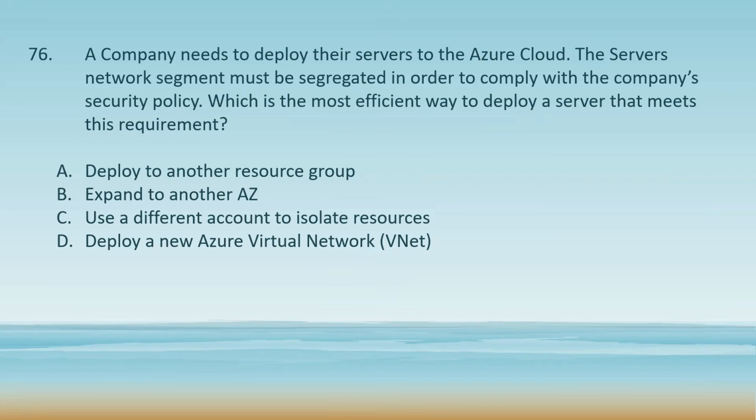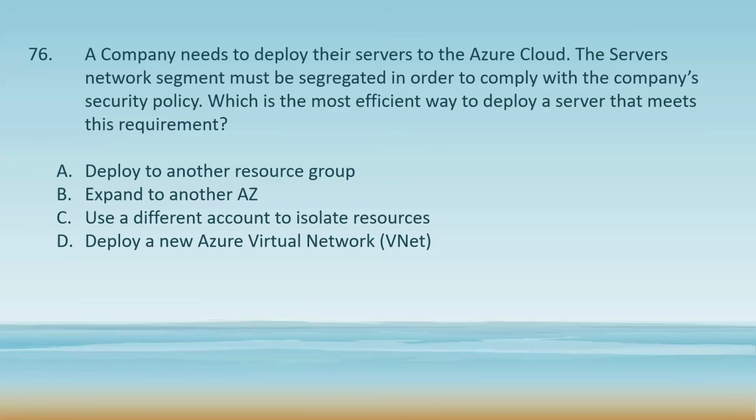The next option is expand to another AZ. Now, expanding to another AZ will provide you with high availability. However, as with option A, it won't provide you with network segregation. The next option is use a different account to isolate resources. Creating resources in different accounts can provide you with network segregation, but this is not the optimal or effective way to achieve network segregation. This leaves us with option D, which is the correct answer.